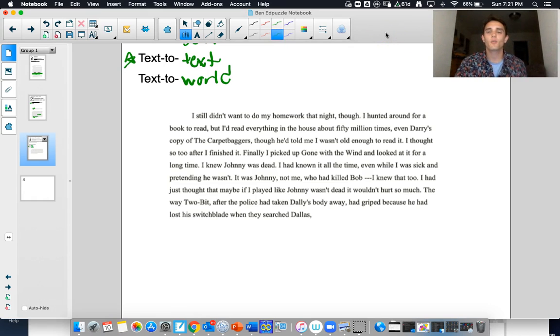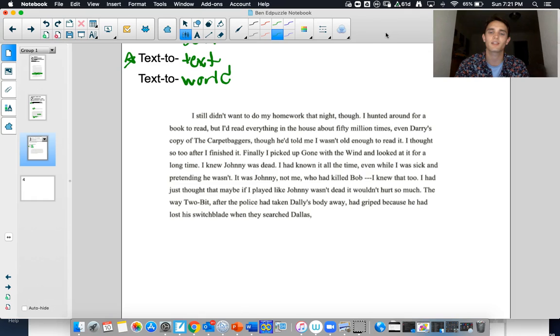I still didn't want to do my homework that night, though. I hunted around for a book to read, but I'd read everything in the house about 50 million times. Even Darry's copy of The Carpetbaggers, though he told me I wasn't old enough to read it. I thought so too after finishing it. Finally, I picked up Gone with the Wind, and I looked at it for a long time. I knew Johnny was dead. I'd known all the time, even while I was sick and pretending he wasn't. It was Johnny, not me, who had killed Bob. I knew that too. I had just thought that maybe if I played like Johnny wasn't dead, it wouldn't hurt so much. The way Two-Bit, after the police had taken Dally's body away, had griped because he'd lost his switchblade when they searched Dally.